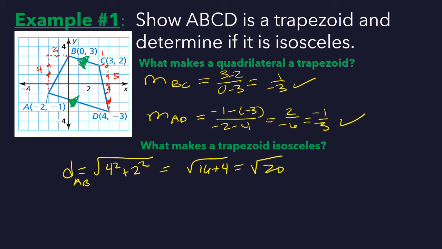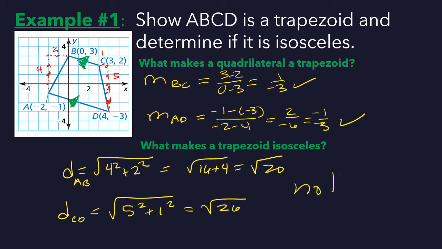I'm not going to simplify the square root of 20, because if I don't simplify my radicals, I can just compare the radicals as they are. So for CD, I have a side that's 5 and a side that's 1. 5 squared plus 1 squared is going to give me 26. So these are not equal, so the trapezoid is not going to be isosceles.